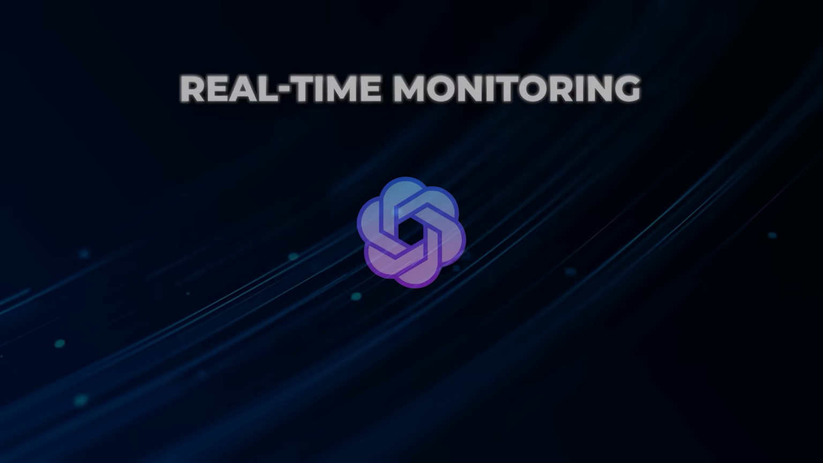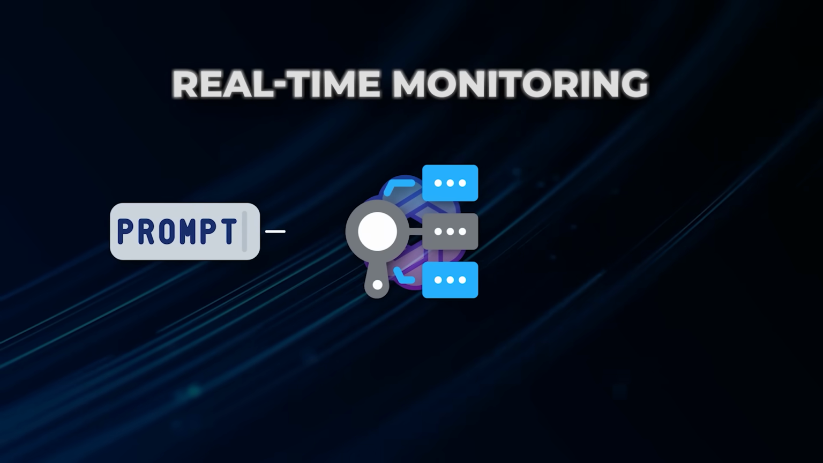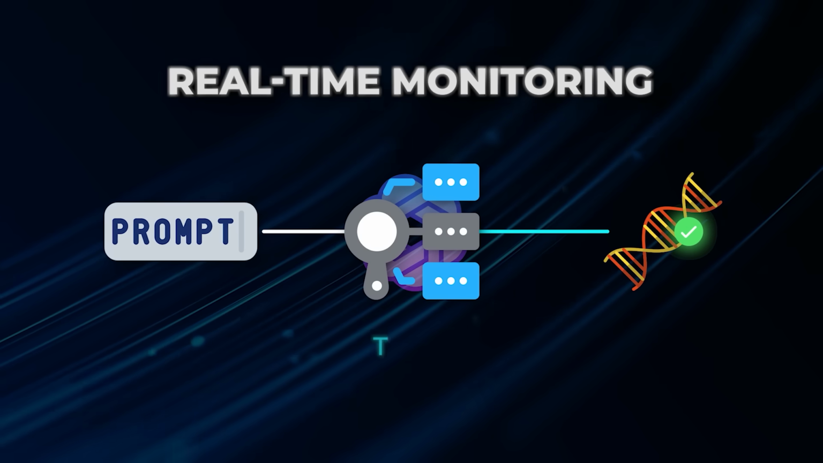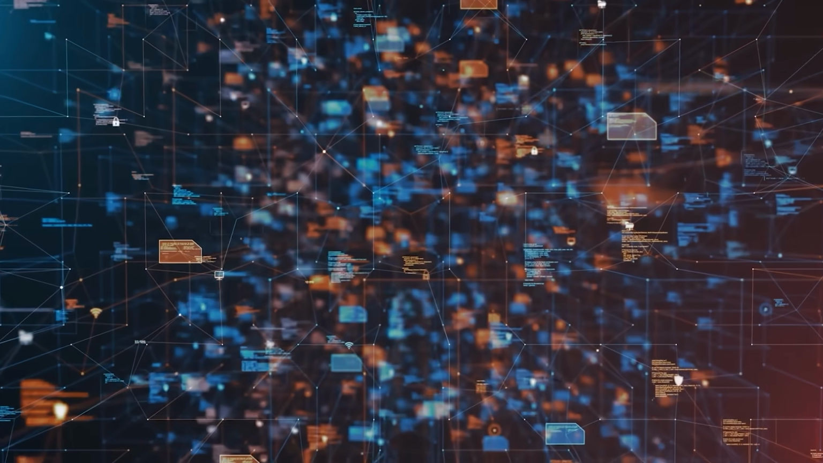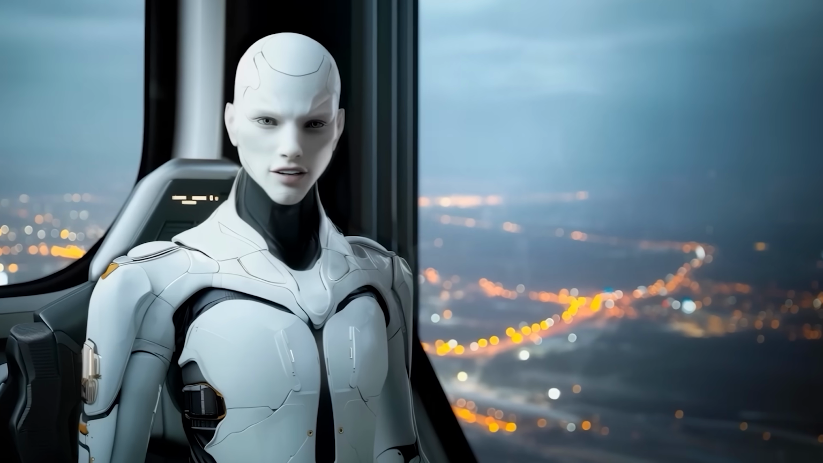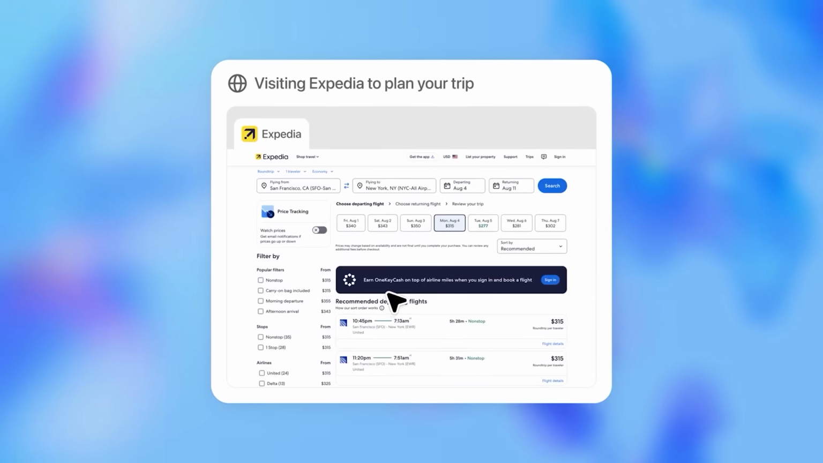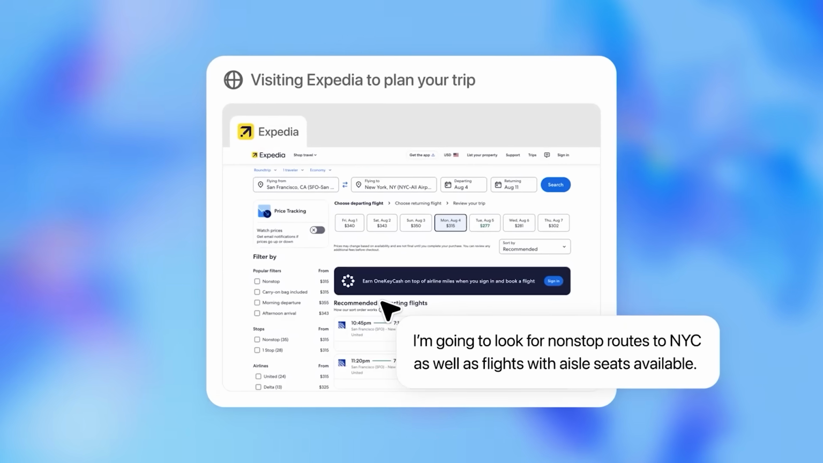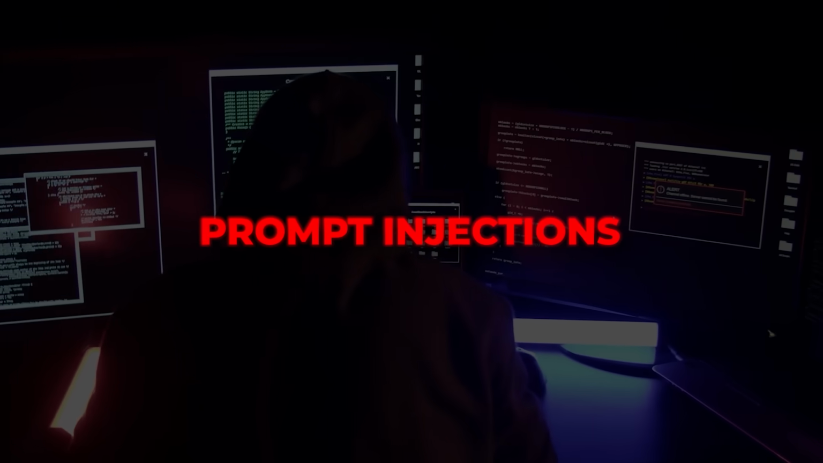First, they have real-time monitoring. Every prompt you enter gets scanned by a classifier to check if it's biology related. If it is, the response gets filtered through a second layer to detect whether it might enable harm. They've also disabled memory for the agent. So unlike regular ChatGPT, this one doesn't remember previous chats because memory could be abused to leak data through clever prompt injections. Speaking of which, prompt injection is a big threat in the agentic world.